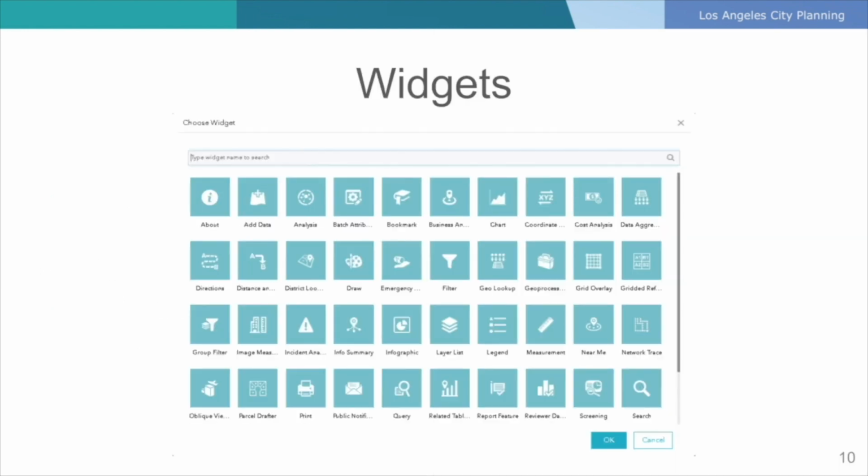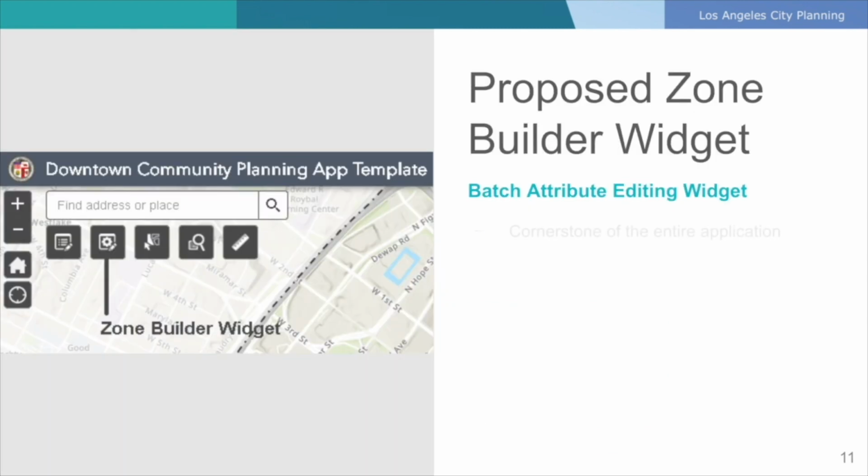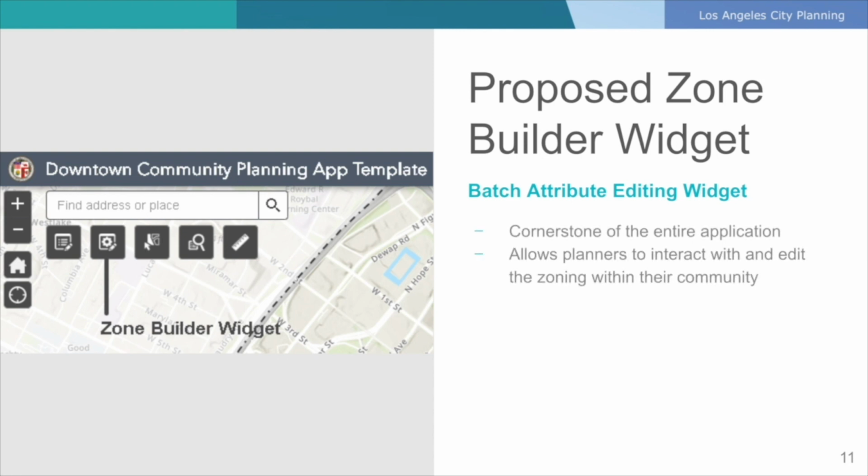Planners interact with the web app through a series of unique widgets. ESRI is constantly adding new widgets to the available catalog, and our GIS team routinely explores these widgets for increased usability within the app. The cornerstone of our app is a layer we call the Zone Builder database. This is the main editable layer that planners interact with to update their community's zoning.